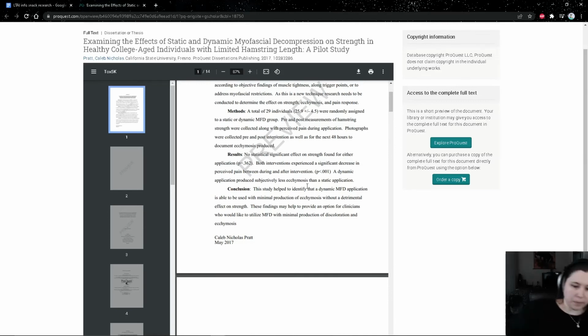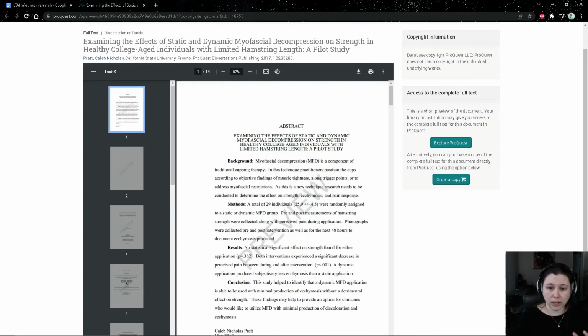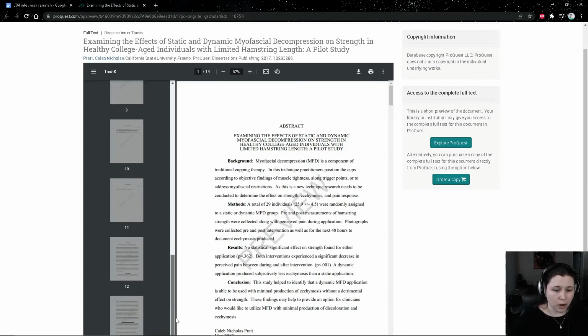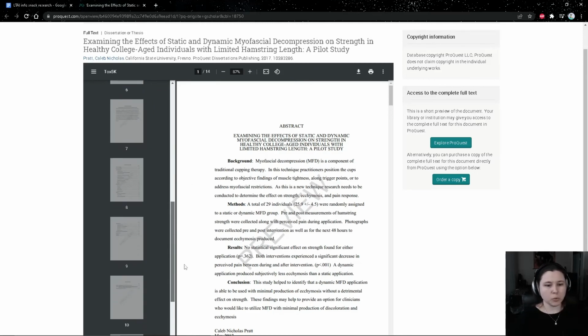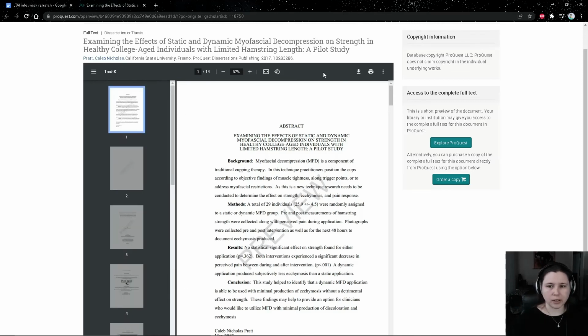So you can use dynamic application of cupping to get really great results, less cupping marks. So for people that are really squeamish about the cupping marks, or they just don't believe you when you say that those cupping marks aren't tender, it's a different application that can get great results and be more comfortable for clients. And of course, then there's more details of the study if you really wanted to dive into that.